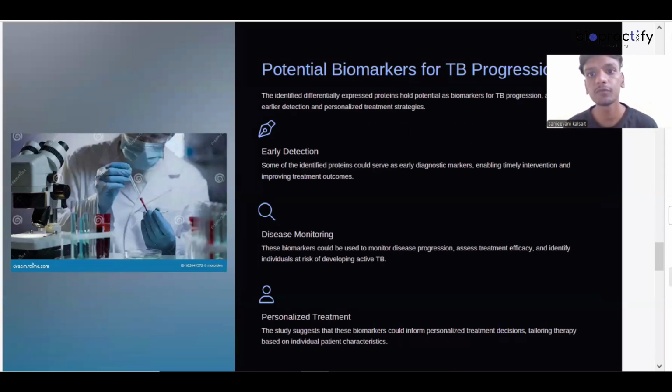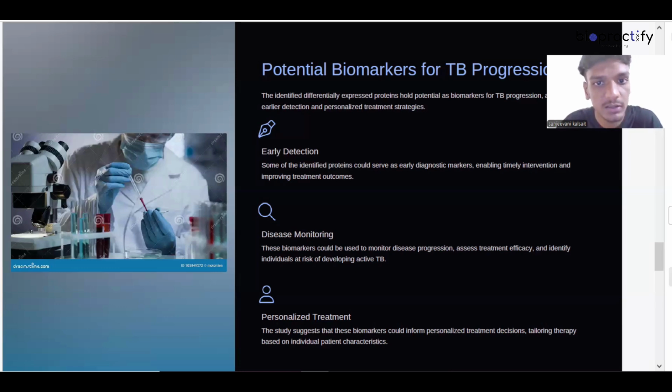Protein biomarkers for tuberculosis progression. The identified differentially expressed proteins hold promise as biomarkers for tuberculosis progression, early detection and personalized treatment. These are the three types of potential biomarkers. First is early detection, next is disease monitoring, and third is personalized treatment. These three are important potential biomarkers. First is early detection.